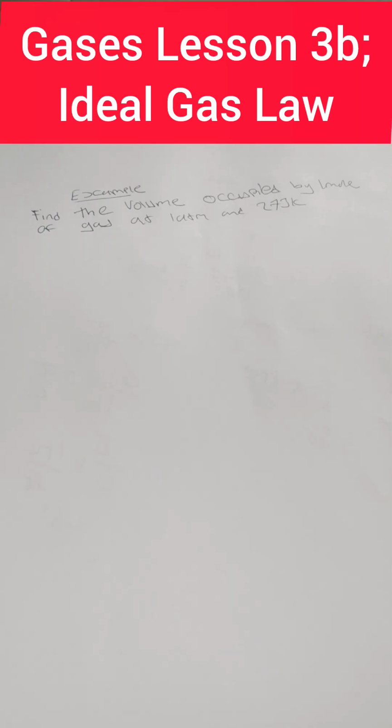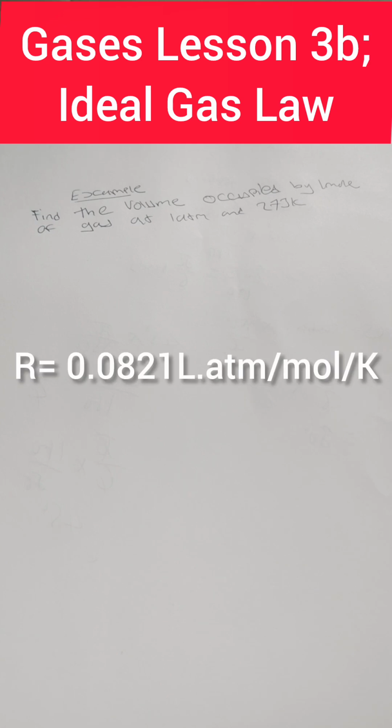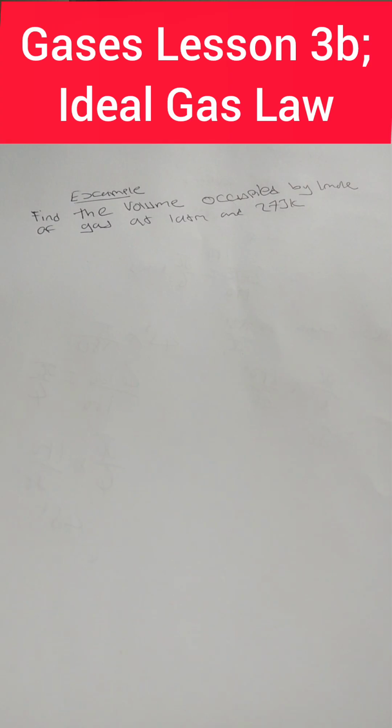Now, the most important thing that you should know is the gas constant. The most common value for the gas constant is R equal to 0.0821 liter atm mol inverse K inverse. We use this when pressure is in atm and volume is in liters. Also, temperature must always be in Kelvin.